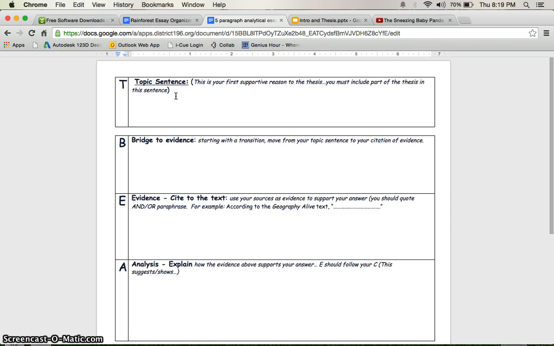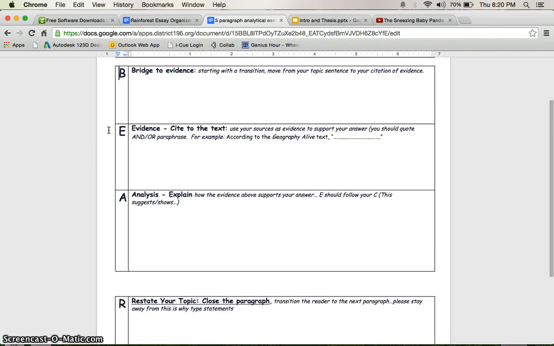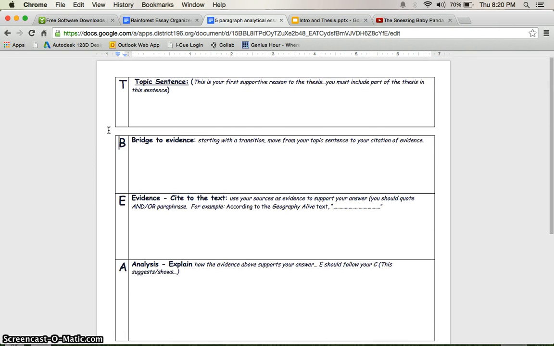Either one of these is fine. There's not one that I think is better than the other. It's really just a different way of looking at the paragraph. Choose whichever one you want to do. Just keep in mind that you are going to have to turn this in to me when the final paper is due next Friday on the 16th.